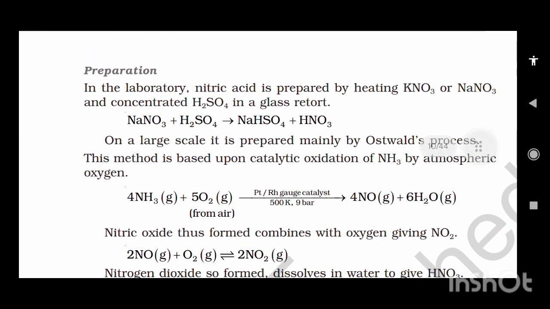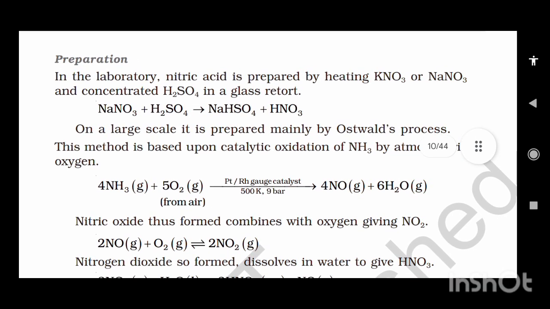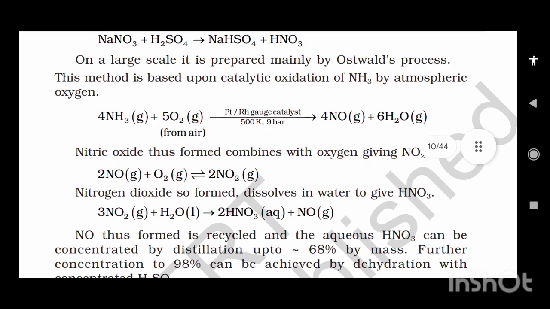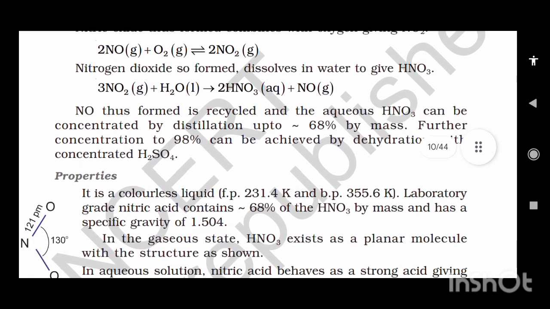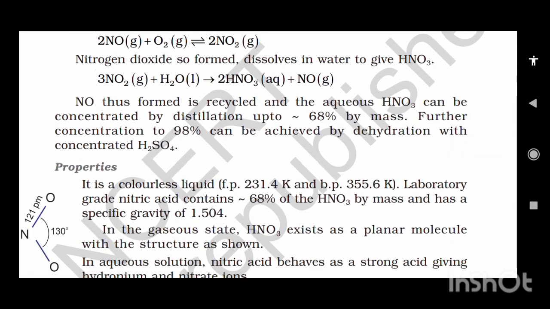Preparation. In the laboratory, nitric acid is prepared by heating KNO3 or NaNO3 and concentrated H2SO4 in a glass retort. On a large scale, it is prepared mainly by the Ostwald process. This method is based upon catalytic oxidation of ammonia by atmospheric oxygen. NO thus formed is recycled and the aqueous HNO3 can be concentrated by distillation up to 68% by mass. Further concentration to 98% can be achieved by dehydration with concentrated H2SO4.